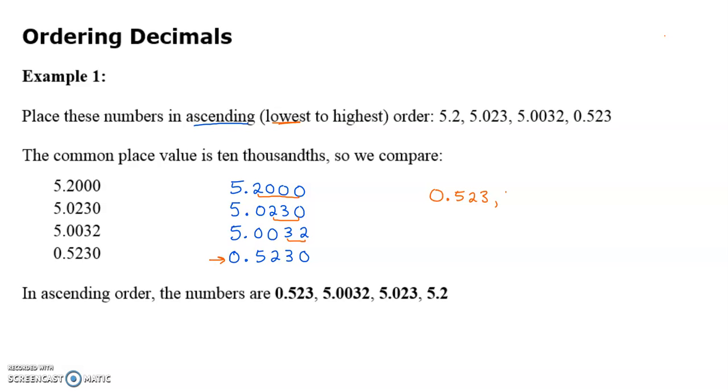So we're going to go ahead then and take the 5.0032, that's my next smallest. Then my 5.023, that's my next smallest. And the last one, my greatest or highest, is the 5.2. Notice that I added these zeros in to hold the places to make the reading of the numbers easy. But when I wrote my list, I wrote it with the original numbers.